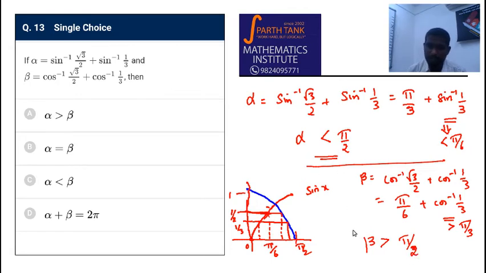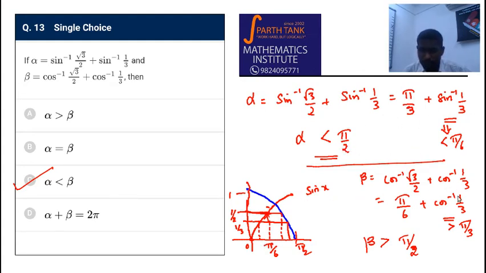So you see, alpha is less than 90 degrees and beta is greater than 90 degrees. So alpha is less than beta, which is option C. Here we have just used the idea of increasing and decreasing functions. Sin x is increasing, therefore sin inverse of 1 by 3 should be less than sin inverse of 1 by 2. 1 by 2 is 30 degrees, so this angle for 1 by 3 should be less than 30 degrees. So this total angle is less than 90.